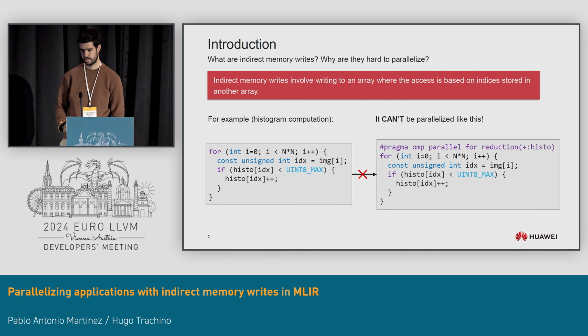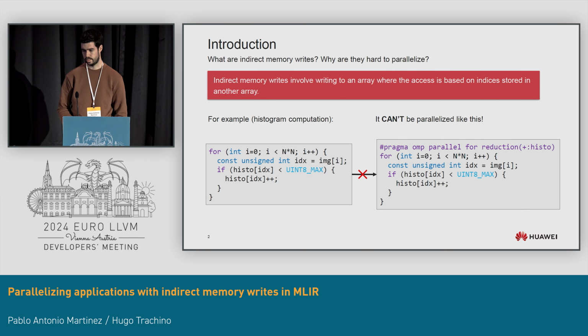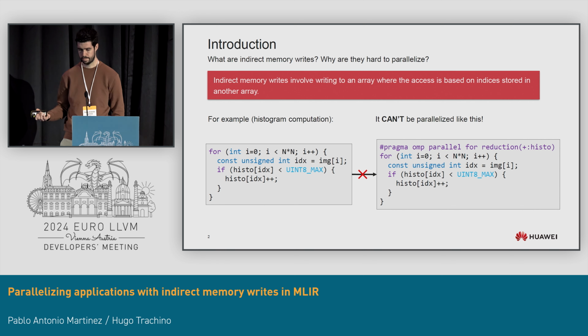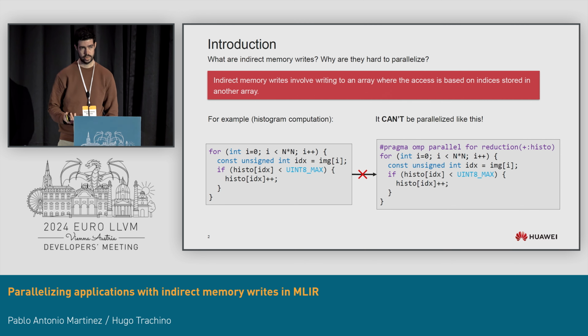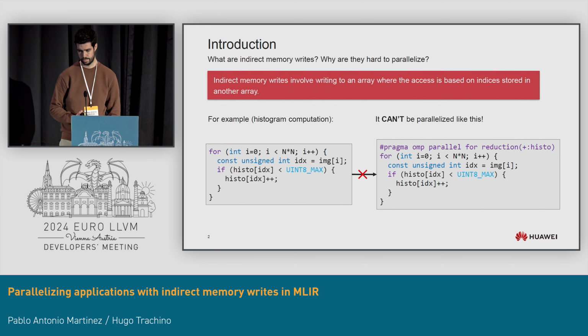Basically, an indirect memory write involves writing to an array where the access is based on indices stored in another array. On the left here we have the example of a histogram computation where we load the index in IDX from an array, and then we use that index to access the second array, which actually stores the data, which is histo. In this case, we are accumulating over the histo array.